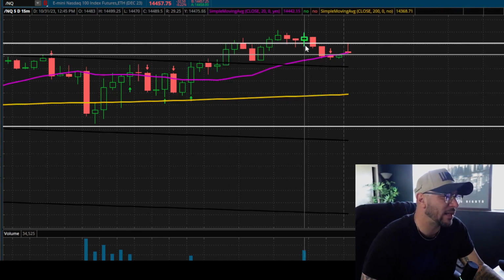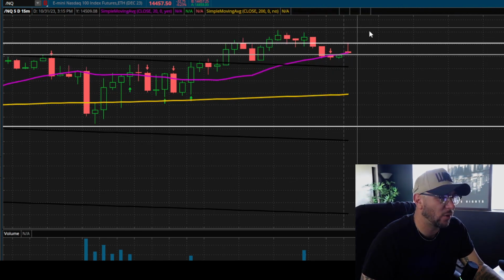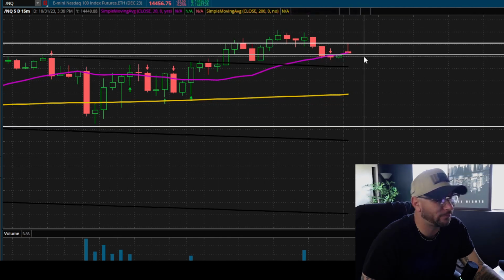So expect to lose on the 15-minute chart around 40, 45 points. So size yourself accordingly from there. One contract, you're going to be down about 90 bucks or so. Two contracts, you'll be down close to 200.